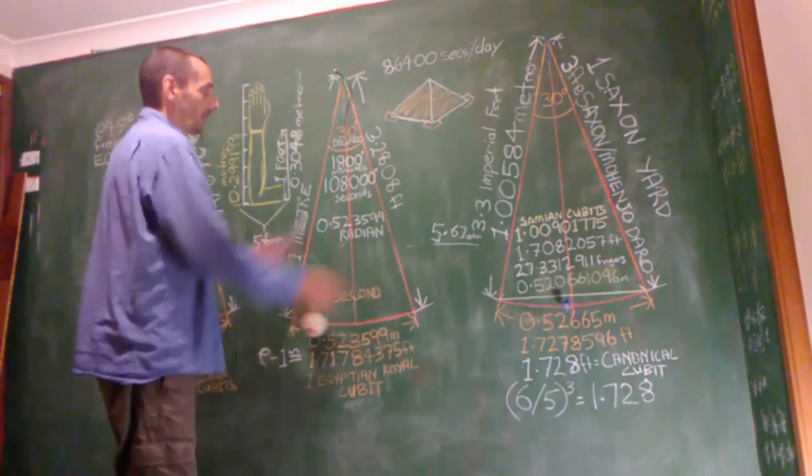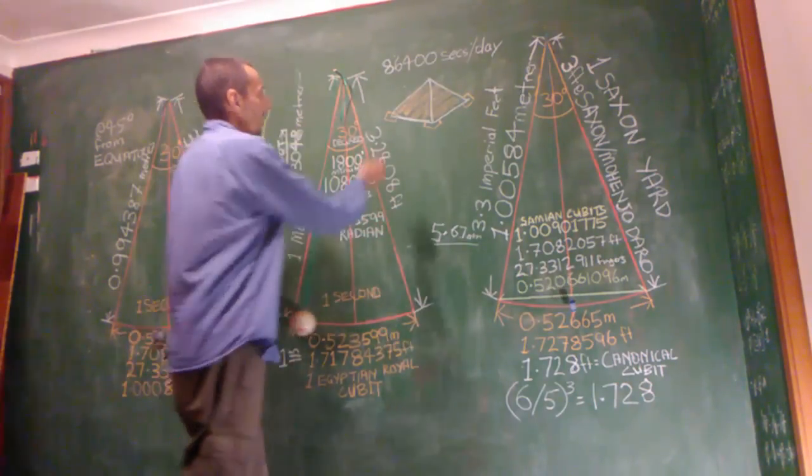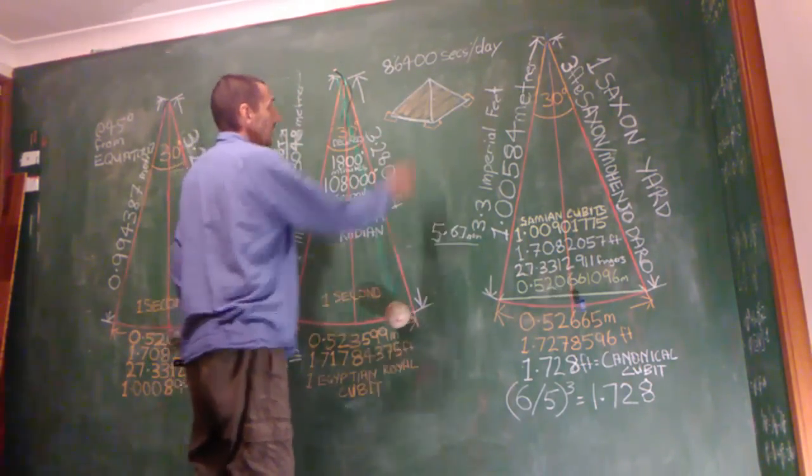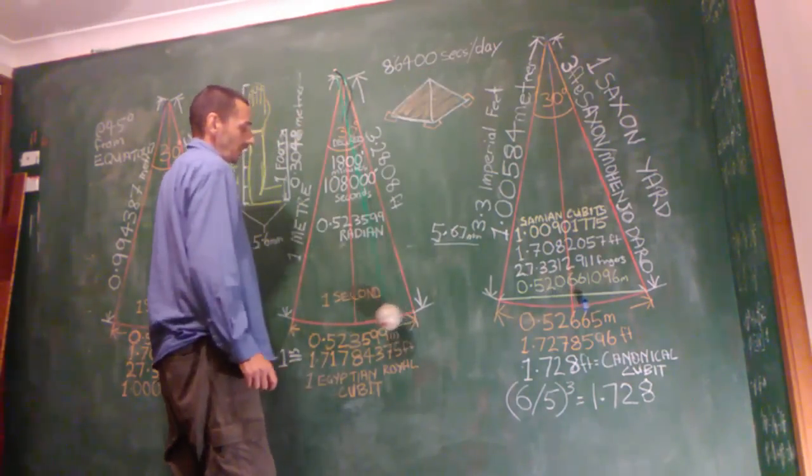Okay. Now, what else is important about this? So here we have the pyramid. Well, seconds per day. This is an important number: 86,400 seconds per day.